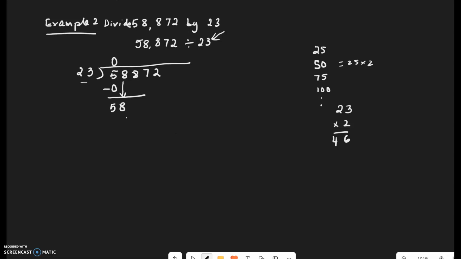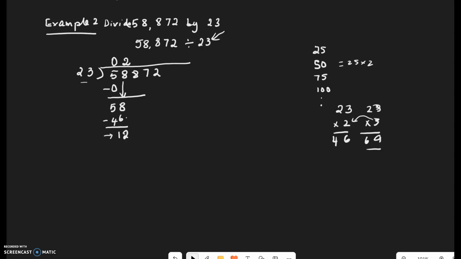And of course 23 times 3 may be too large. 3 twos are 6, and it's a 69. So we cannot go 23 times 3. So the one before that is 23 times 2. So 23 goes 2 times into 58. And 23 times 2 is 46, which we subtract from 58. 8 minus 6 is 2. 5 minus 4 is 1.